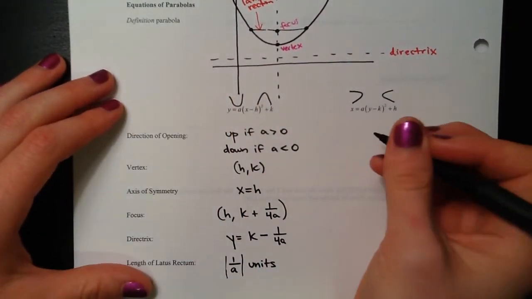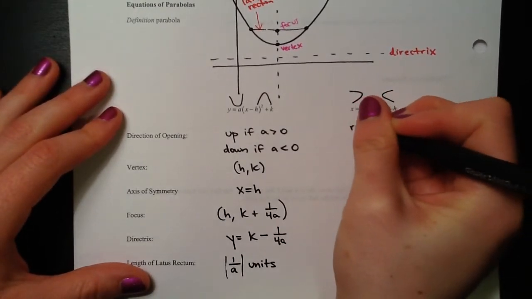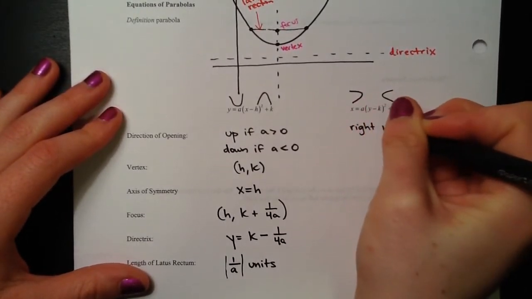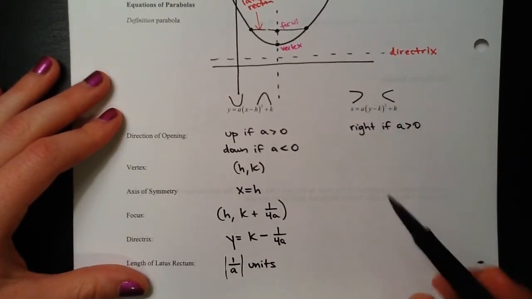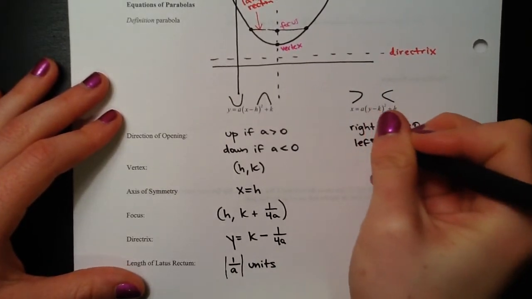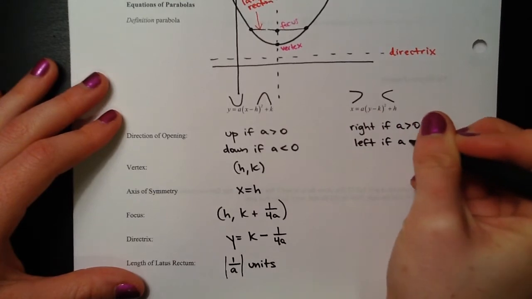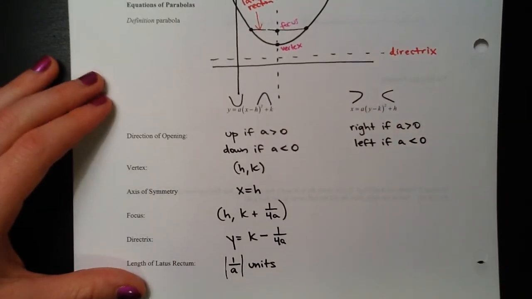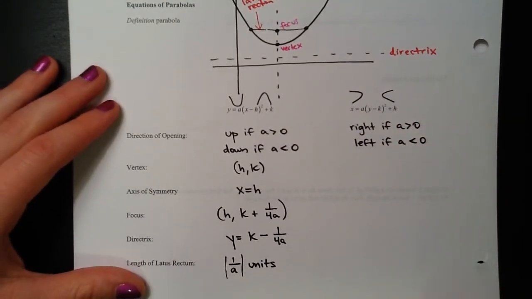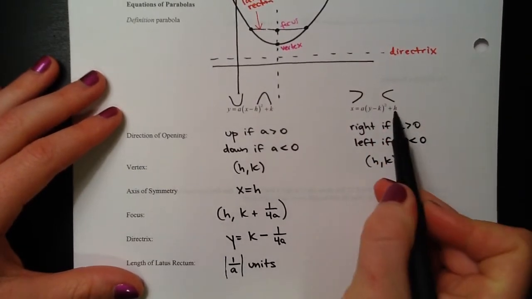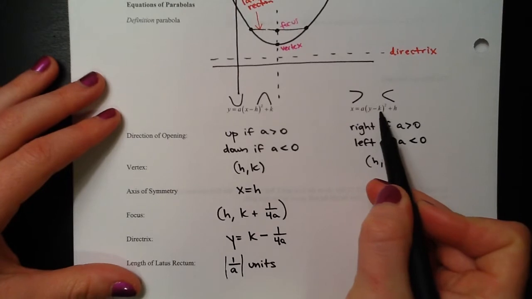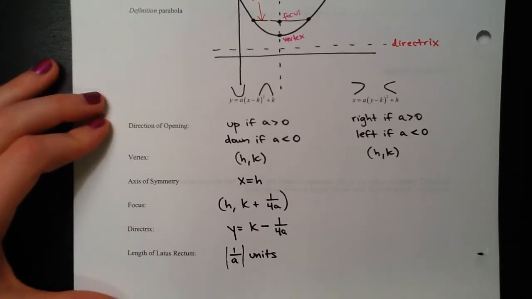Okay, so it opens to the right if a is positive. So it'd be like that one right here, opens to the right, or it opens to the left if a is negative. The vertex is actually still exactly the same. It is still (h, k). You get the value of x from right here, and then you get the value of k as the opposite in parentheses there.